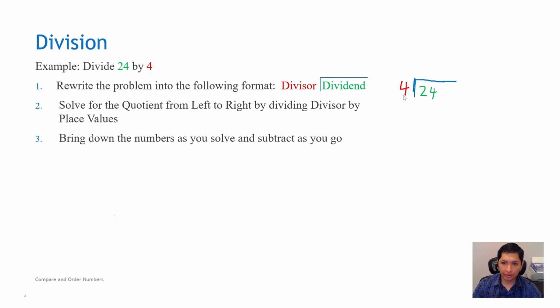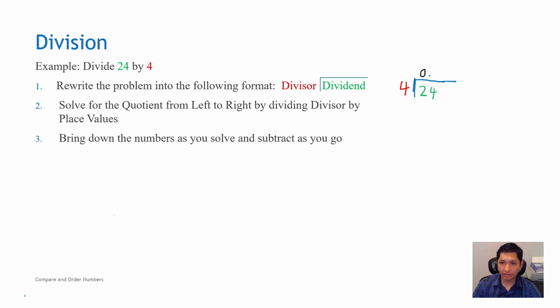So you're going to look at the divisor and try to divide it into first the 2 and then the 4. But notice that unlike the previous operations where you go right to left, in this case you're solving left to right. So the question that you must ask is, how many times does 4 go into 2? Not how many times does it go into 24, just goes into 2. And the answer here is 0.